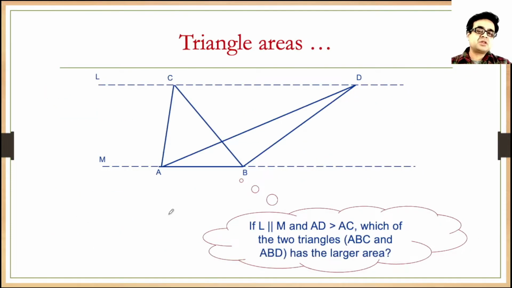So let's start with a thought question, right? We already talked about areas, and here we have two triangles, triangle ABC and triangle ABD. Which of the triangles do you think would have greater area?